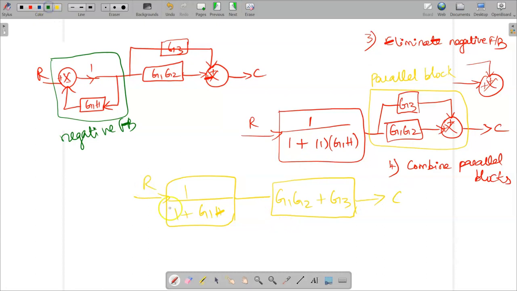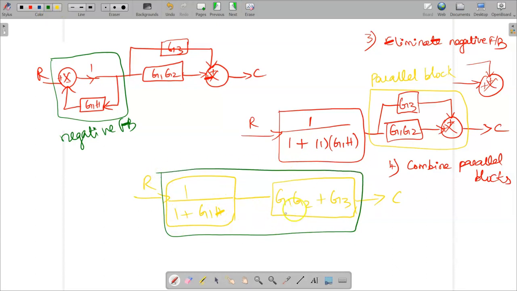Finally, these two terms are in cascade, that is in series. So series means multiply, parallel means add. A series block is there, so combine the elements in series. That is your fifth step. Combine your blocks in series. Combining the elements in series means just multiply both the terms. That is nothing but C by R.